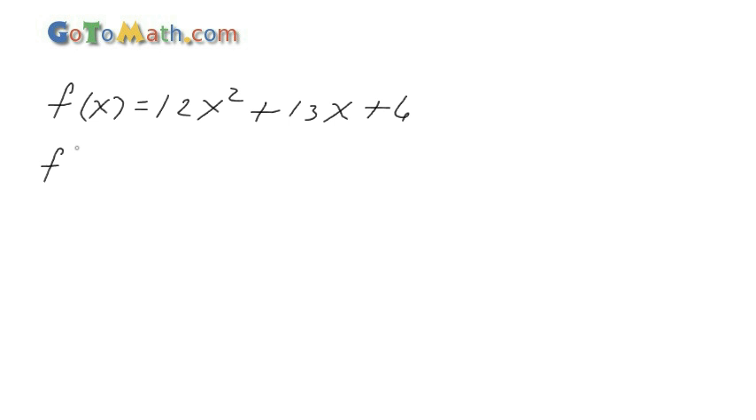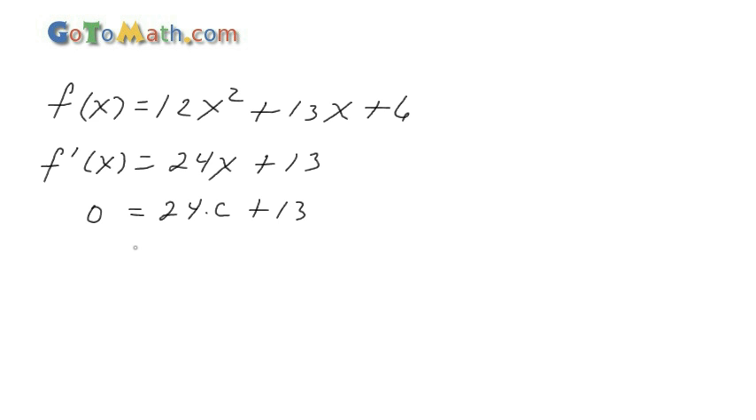We're going to take the derivative. So we have f prime of x is equal to 24x plus 13. And then we set the derivative equal to 0. Of course, I'm going to let c be x. Remember, that's the critical number we want to find. And then we just solve for c in this problem, so we end up with c is equal to negative 13 over 24. And we can't break that down any more than what it is.